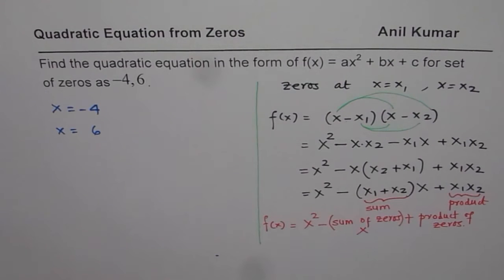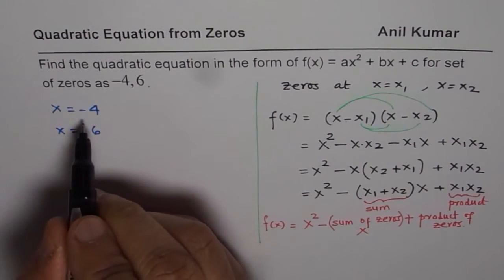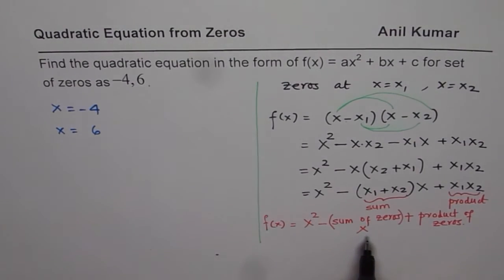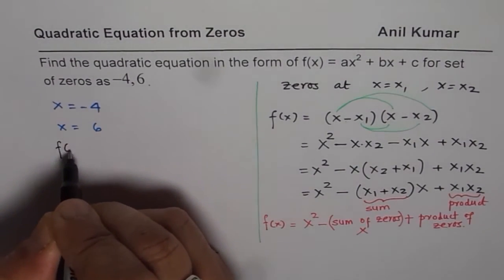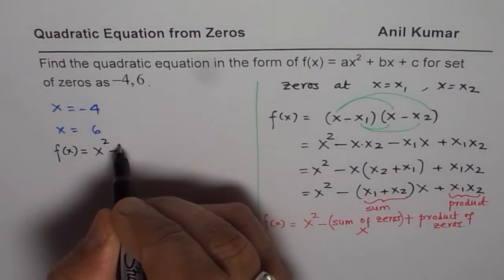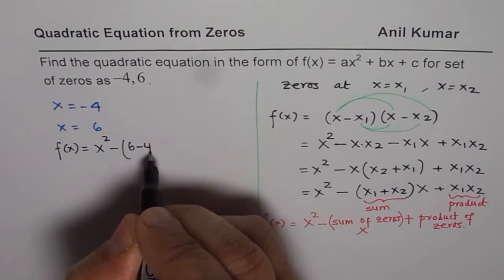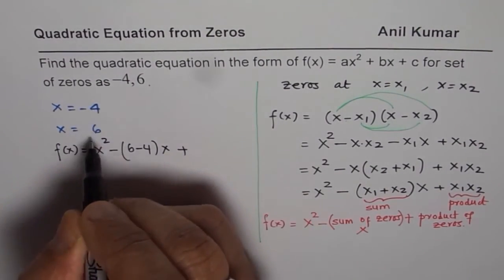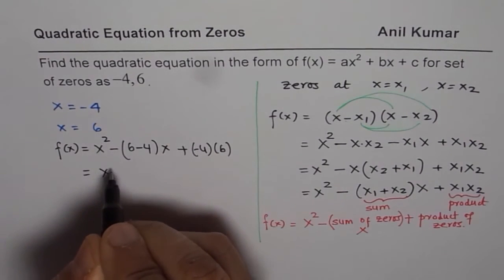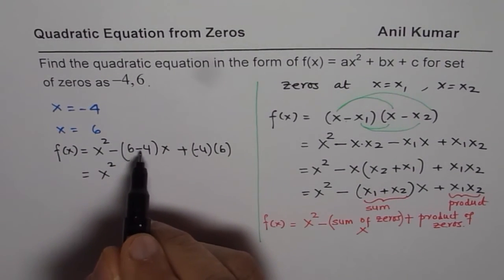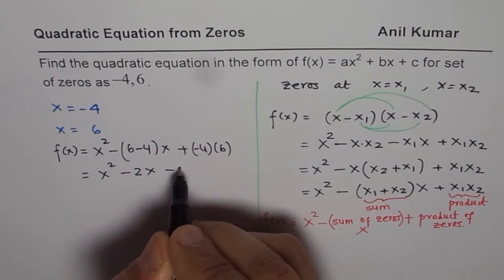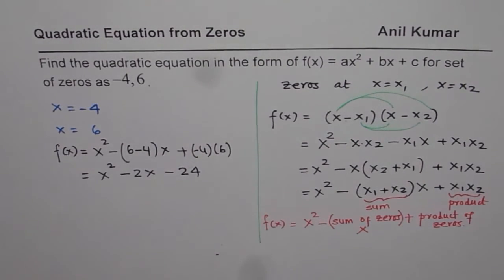So basically what I'm trying to say, if I'm given the zeros as -4 and 6, I could straight away write down my function as f of x equals x squared minus sum of these. So the sum of these will be, I could write this as 6 minus 4 times x plus the product of these, that is -4 times 6. So that gives me the solution as x squared, and when I add this, 6 minus 4 is 2, so we get minus 2x minus 24. So that becomes the equation in standard form, right?